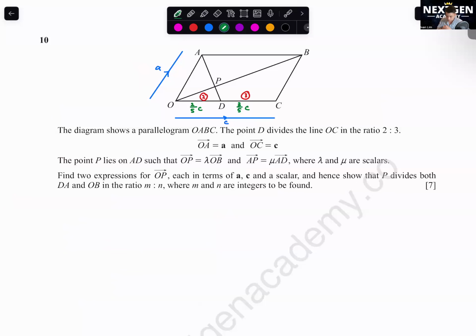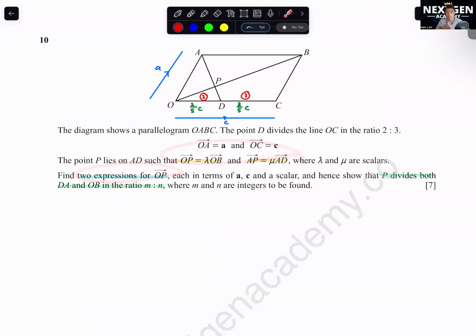Let's see the next point here. They say point P lies on AD such that OP is equal to lambda OB and AP is equal to mu AD, where lambda and mu are scalars. Find two expressions of OP in terms of A and C and the scalars. Hence, show that P divides both DA and OB in the ratio m to n, where m and n are integers to be found. A few parts here. They want us to prove two expressions for OP.